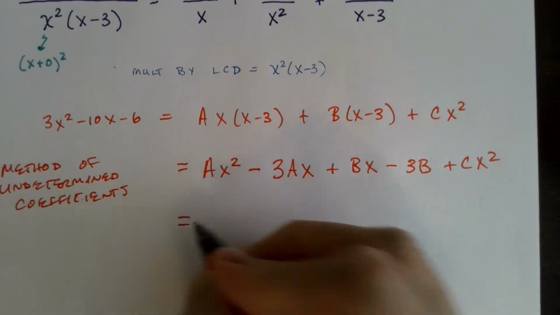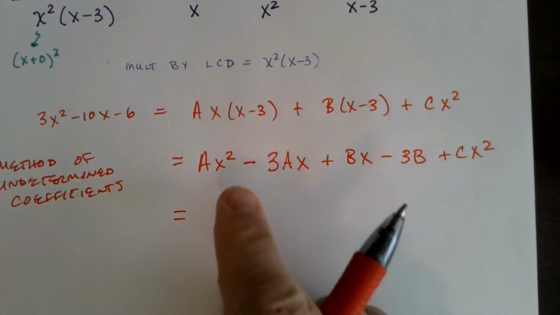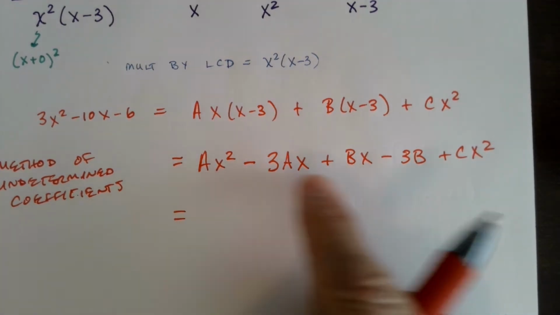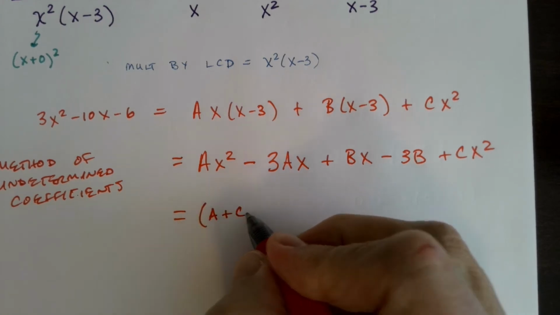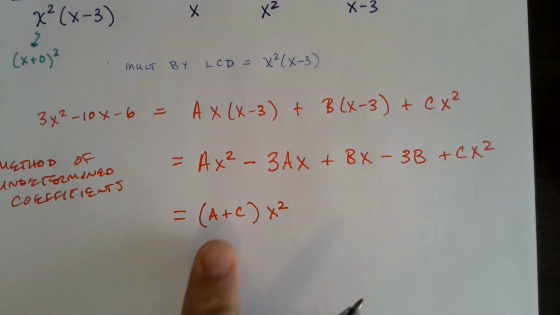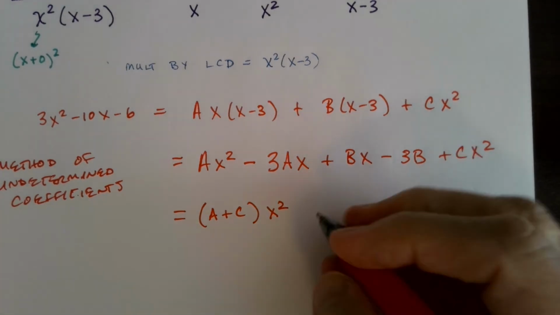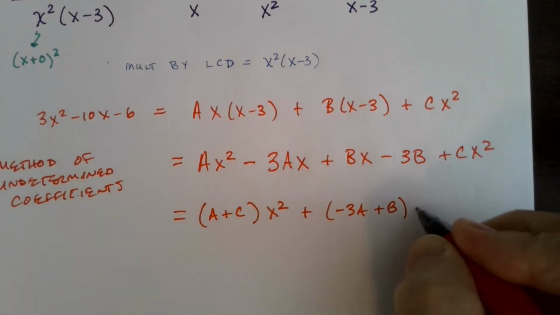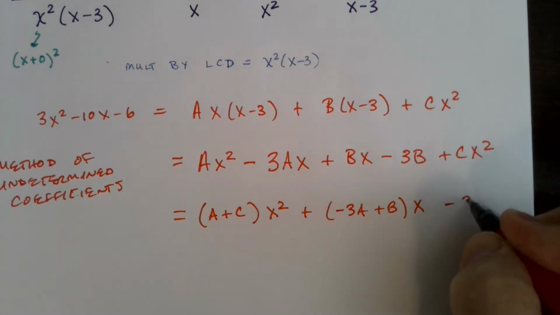Now I'm going to combine like terms. Okay, how do I do that? What are like terms? In the variable x, I get x squared and x squared. So the coefficient here, A, and the coefficient here, C. How do I combine like terms? I add those coefficients together. Right, A plus C times x squared. What about the x terms? I've got two of those, which will be negative 3A plus B times x. And then I have a constant term, negative 3B.